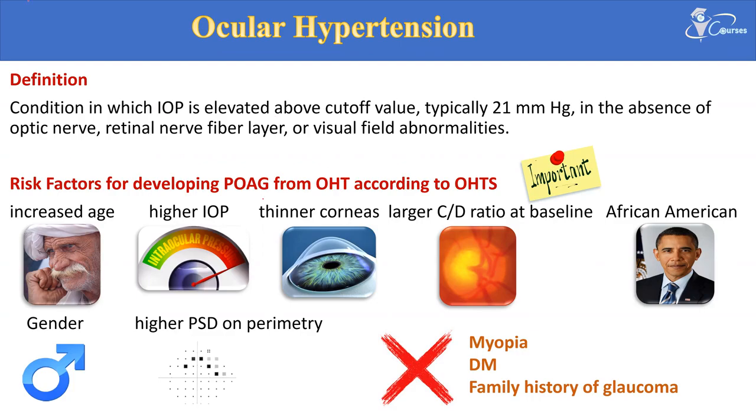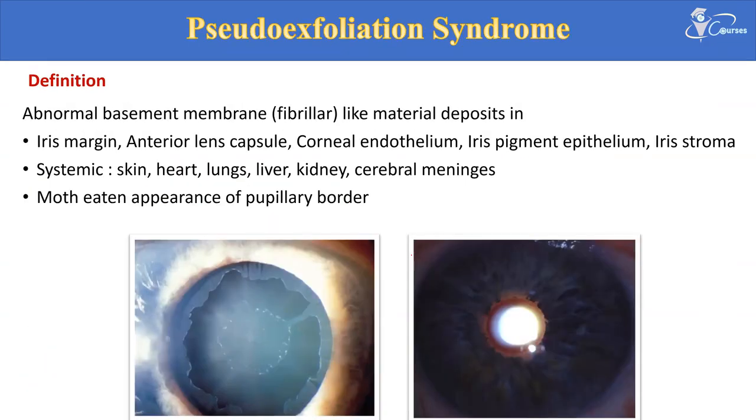Let's now move to the secondary glaucomas. The most important, frequently asked and frequently encountered in practice is secondary open-angle glaucoma due to pseudoexfoliation syndrome. What is meant by pseudoexfoliation syndrome? It is a systemic syndrome characterized by deposition of abnormal fibrillar-like material, a dandruff-like material, all over the body. It is deposited into the internal organs, but we don't see them, and it is also deposited into the eye.